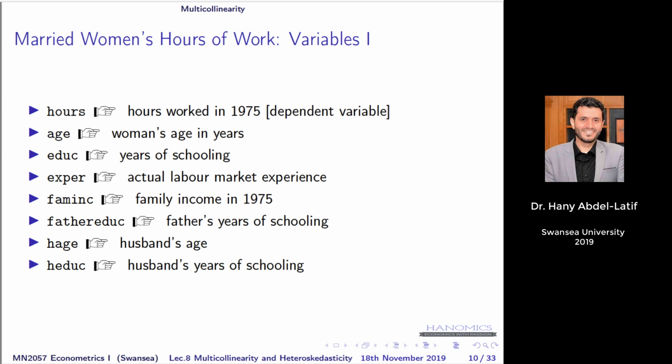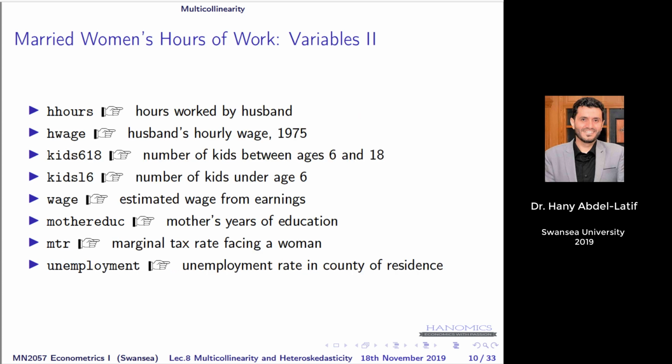And these include age, education measured as years of schooling, experience, family income, father's education, husband's age, husband's years of schooling, so husband's education, hours worked by husband, and husband's hourly wage, the number of kids between 6 and 18, the number of kids under 6, and wage, mother's education, marginal tax rate, and unemployment rate.